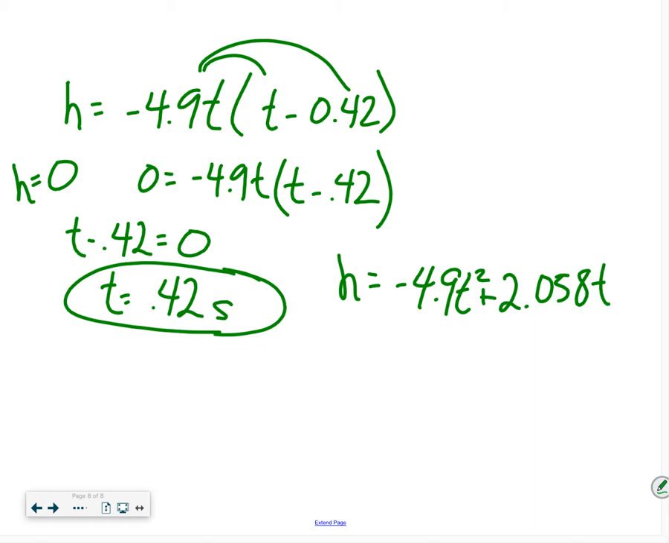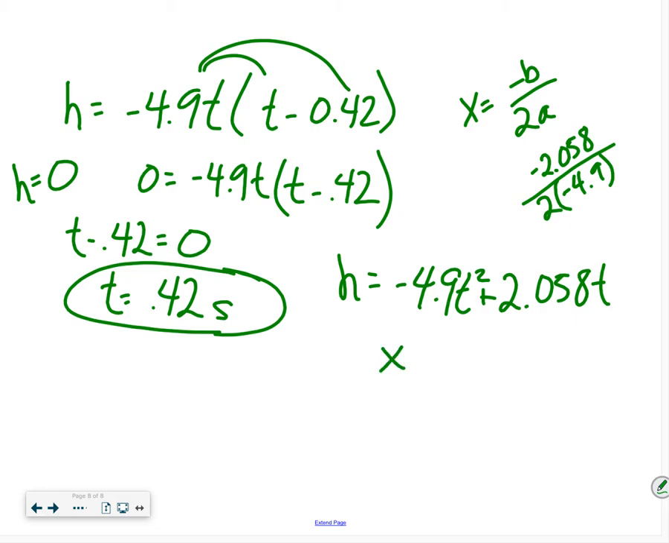Simple as that. So now I have the equation of a parabola. And I know to find my vertex, or my maximum or minimum, I have to use this formula. I can use that because I have a b and an a there. So my b is going to be negative 2.058 over 2a, which is negative 4.9. You put that in your calculator. So we get x equals, I think it's 0.21.